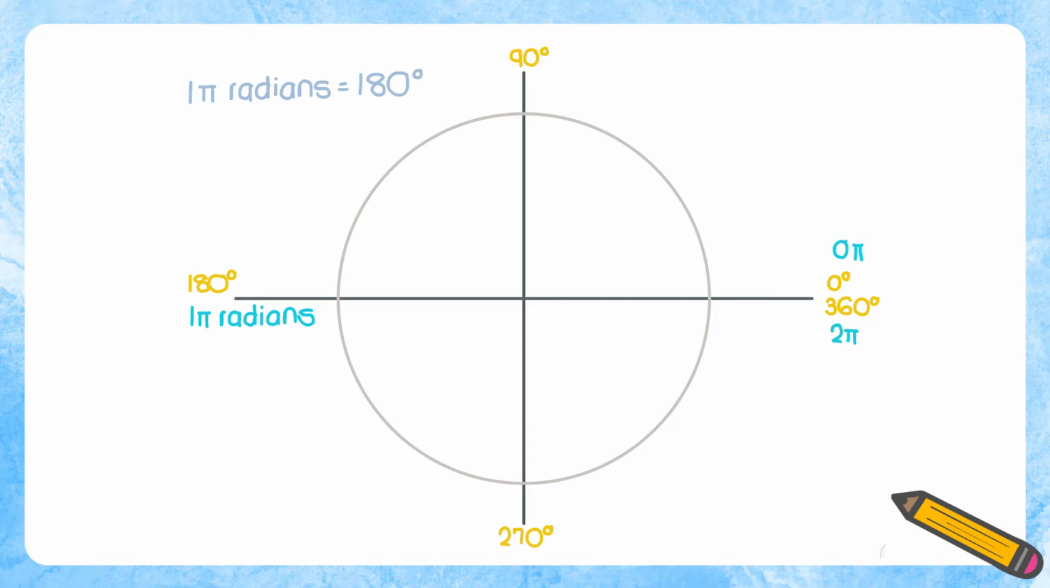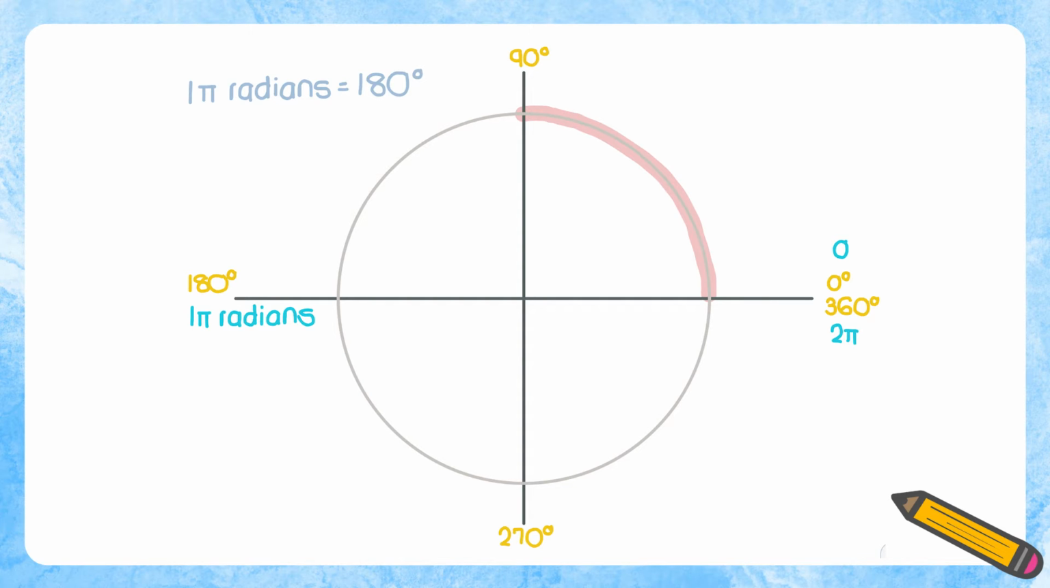Now, what about 0 degrees? If we have a 0 degree angle, that would convert to 0 pi radians. But technically, we don't really have to write that pi, we just have 0. So 0 degrees equals 0 radians.